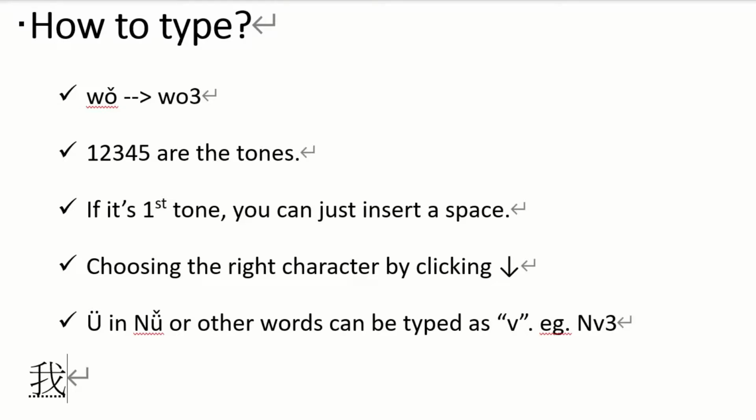Okay, let's go on to the second character. 是 is the verb to be, right? SHI, 是, is fourth tone.